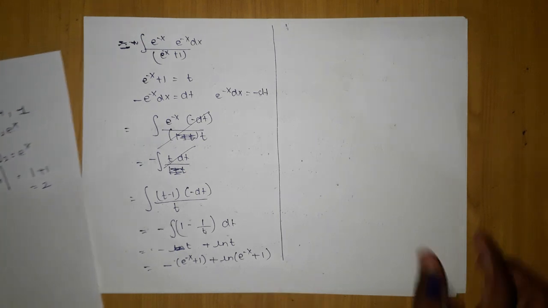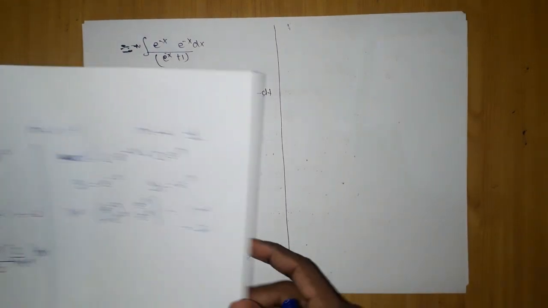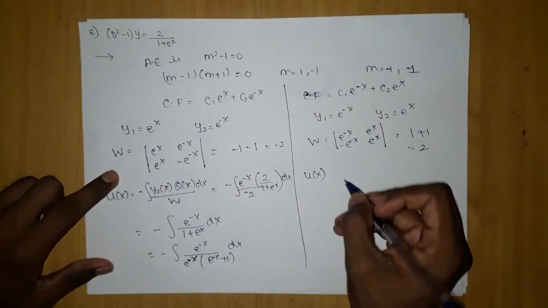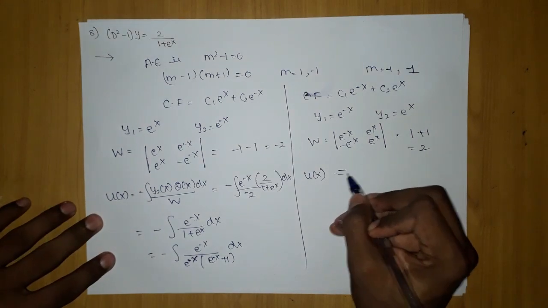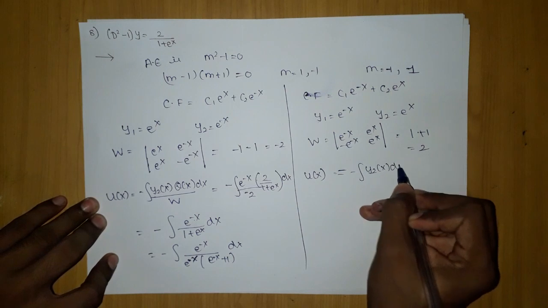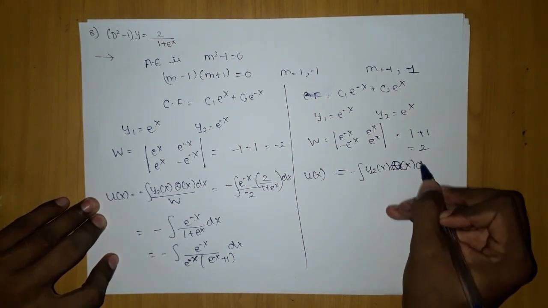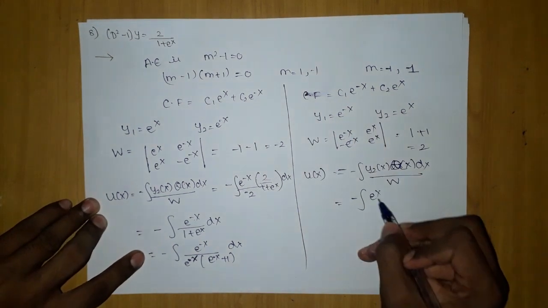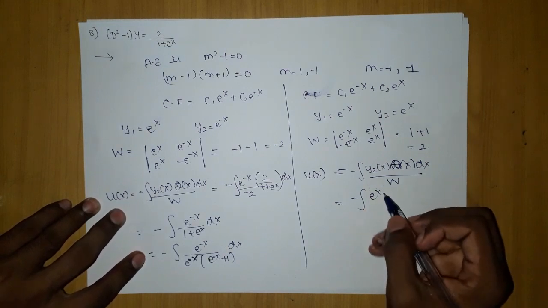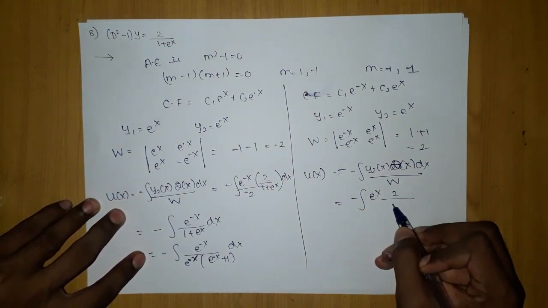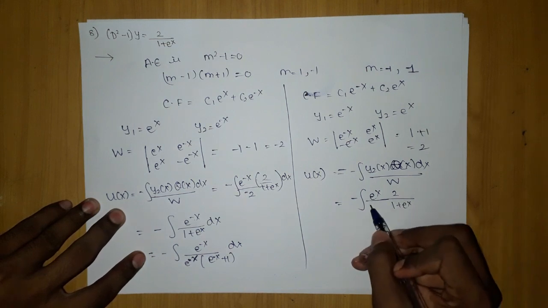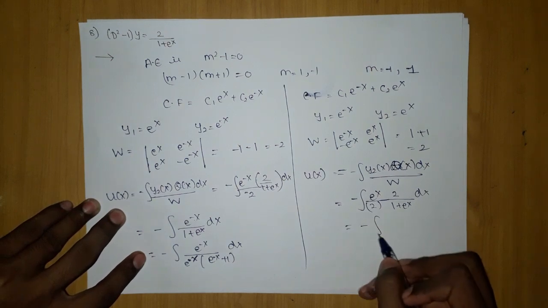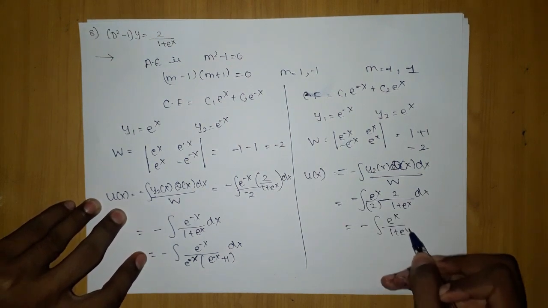Now we are going to focus on v of x, but before going on to v of x, let's try to get this one's u of x. So if I try to get the u of x of this one, it will be nothing but again minus integral of q of x dx by w, which will be minus, substitute the things, q of x, which is nothing but 2 by 1 plus e to the power x, and in the denominator 2 will be there, into dx. So this and this will get cancelled out, and we are left with e to the power x upon 1 plus e to the power x into dx.